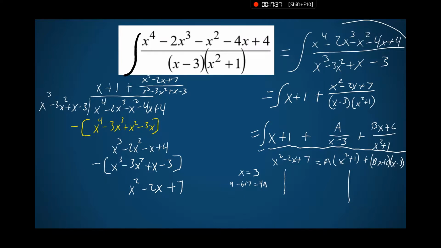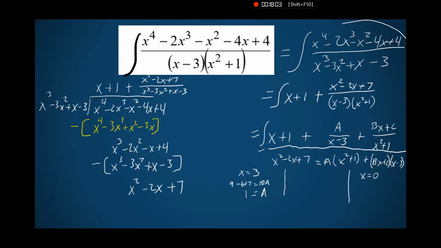Oh, that's squared, you're right. Okay, thank you. Okay, so what is A? One. Okay, if A is 1, now I could go plug in x equals 0 if you want, since that will cancel out my B, and I'll be left with just an A and a C on this side.